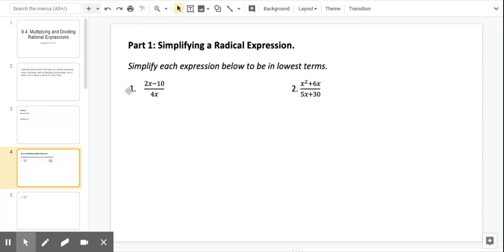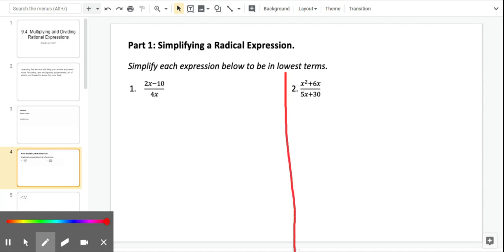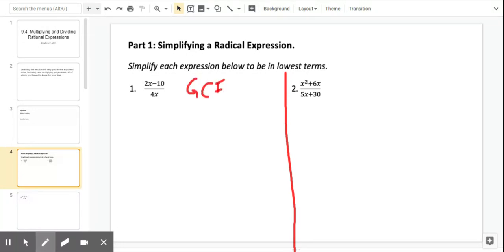So part one, we're just simplifying here. Simplify each expression below to be in lowest terms. Let's start with number one. Let's factor the top and bottom. With this, we're going to think about a GCF. This is an example using just GCF, because there's no other type of factoring we can do here.